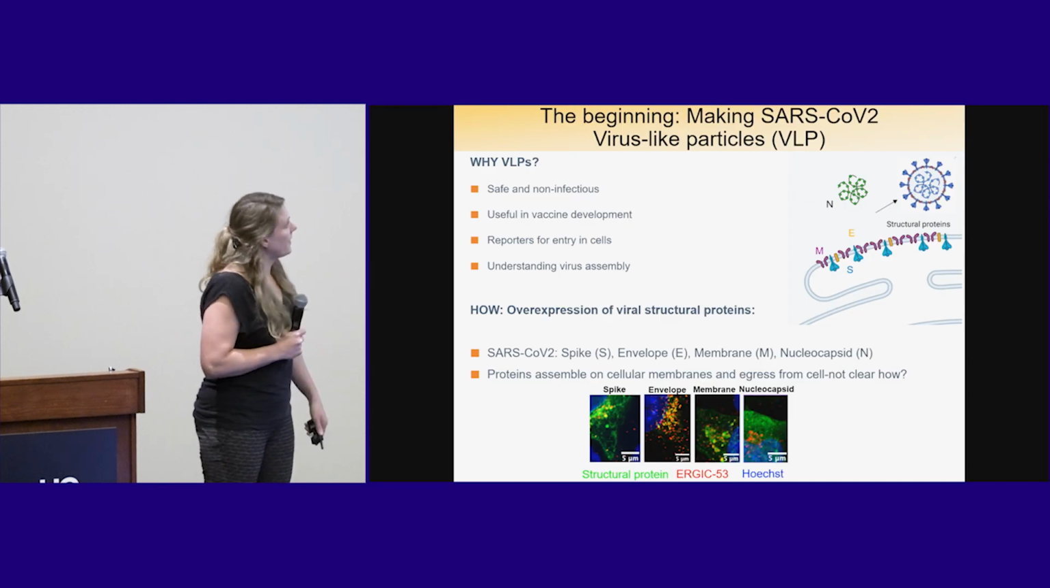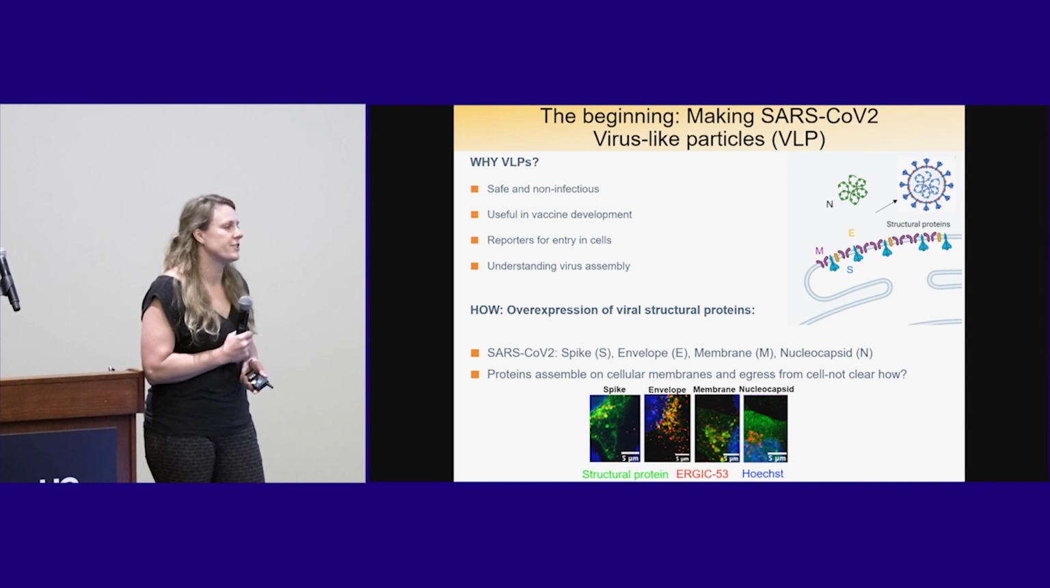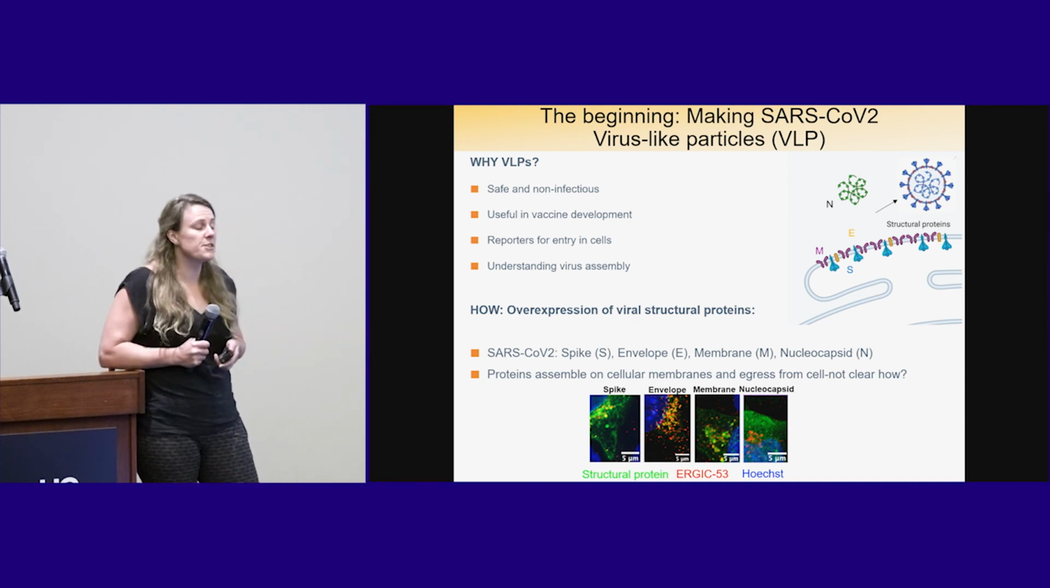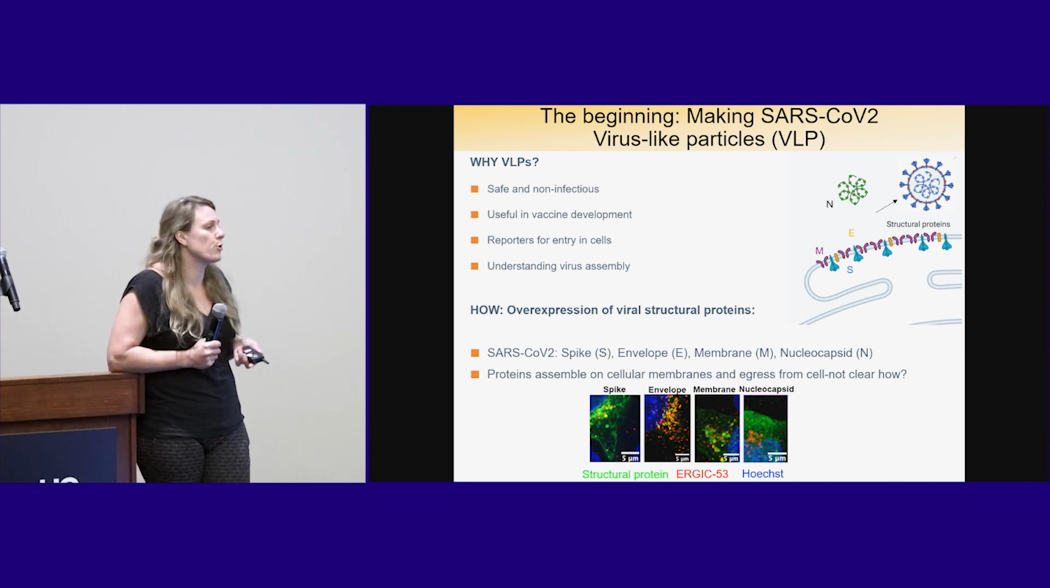So, virus-like particles, or VLPs, have a long history in the field of virology with many uses across different types of viruses. And this is because they're really easy to use, they're simple, they're very safe, and they have widespread applications as vaccines or as reporters for entry or assembly.